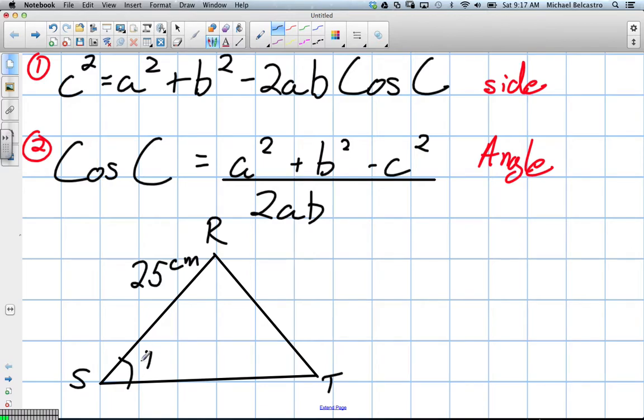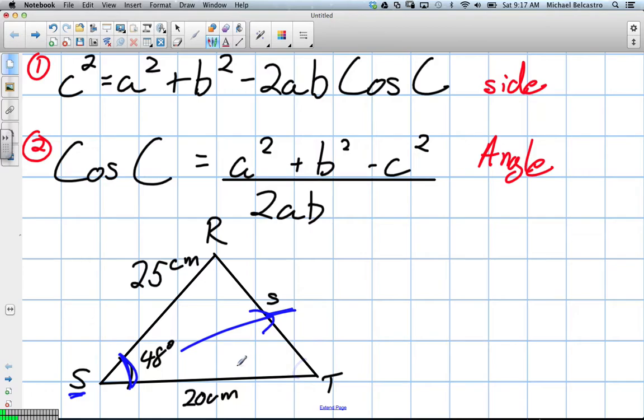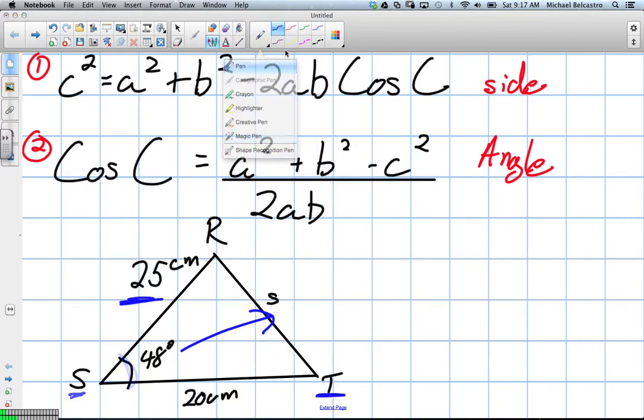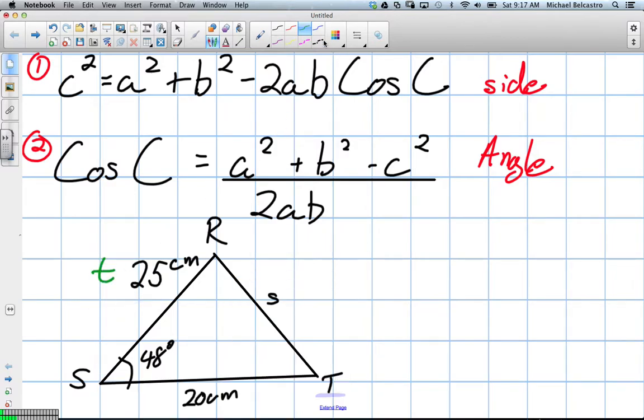The sides are 25, 48 degrees, and 20, and they want us to find this unknown side, and they call it side S. Now, first of all, know that the capital letter is usually referring to an angle, and the lowercase values are referring to a side, okay? And angle S will always be opposite of side S. So that means 25 will be what letter? The 25 will be T, yeah. And 20 would be R.